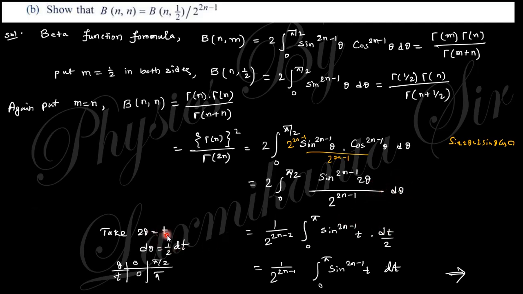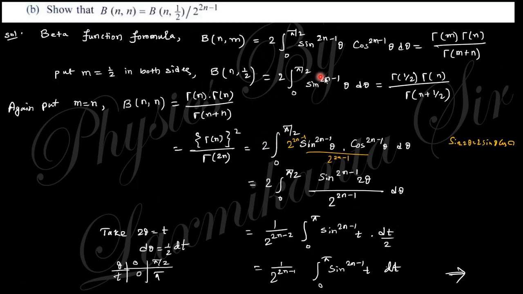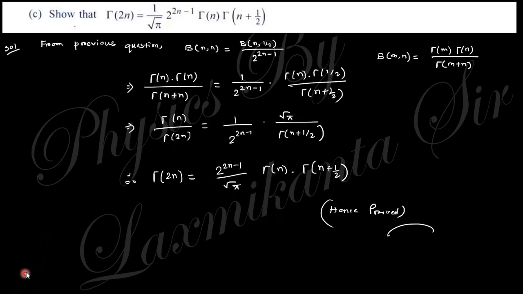Now put this 2 theta as t, and substituting you will obtain this one, and after that you will get this beta function. This is already given, that for a definite integral the variable can be changed as a whole, that is t changes to theta, no problem. So this gives you this formula. So this is the proof of this relation. Okay, clear? Next, prove that gamma 2n equals like that.